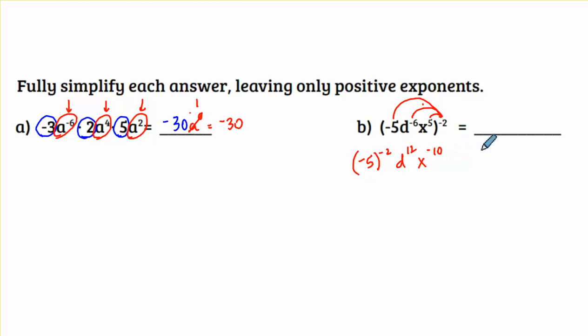Okay, so we've got a little bit of cleaning up to do because a couple of these things are not very happy. So let's start off with who is happy. Well, the D is happy. He has a positive exponent, so he just stays exactly where he is. Okay, so that is going to be D to the 12th on the top. Now, the other two are complaining, right? The X isn't happy. He wants to go down to the bottom, so we move him down to the bottom. And now, once we put him there, he's happy. So his exponent is now +10.